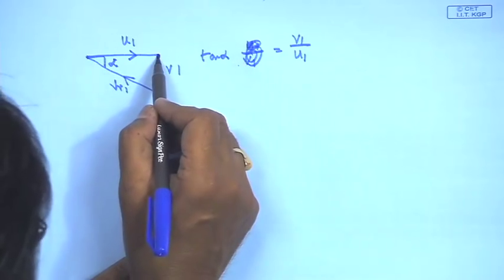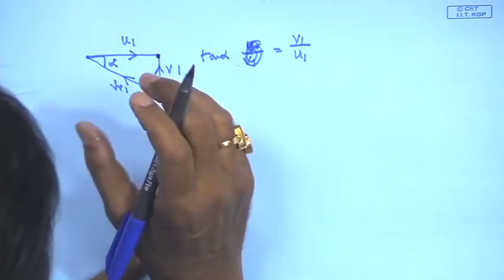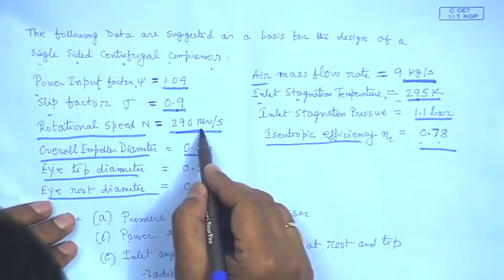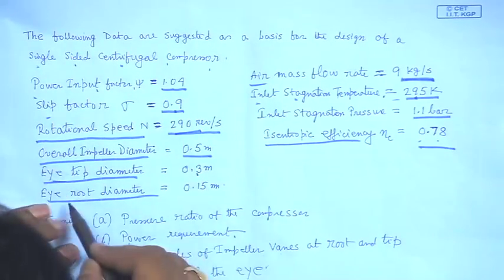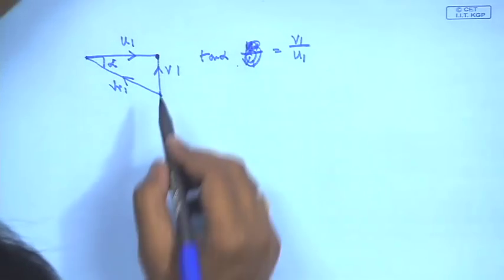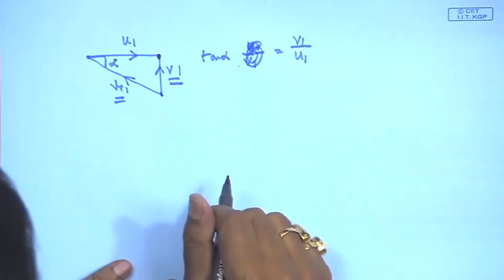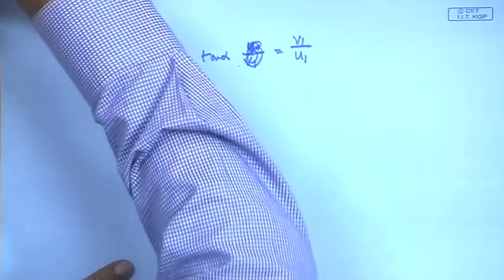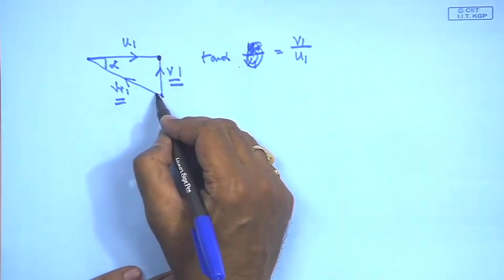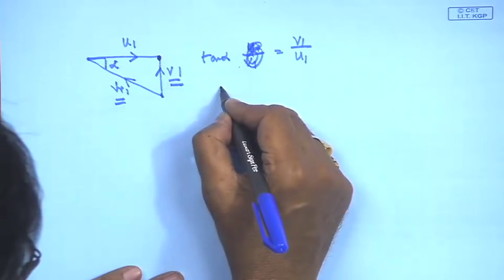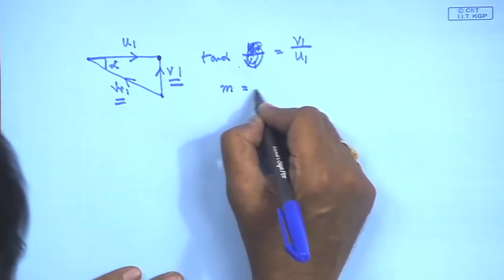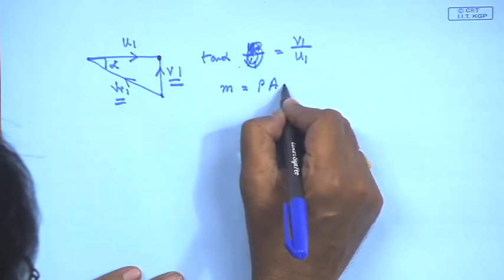Now, at root and tip, U1 will be found out based on the root and tip diameter. I know the rotational speed, the tip diameter and the root diameter, but here I know neither V1 nor VR1. So how can I find out? This type of problem is based on a trial. How to find out V1? V1 is not known. Now, from the mass flow rate basis, mass flow rate is given by rho A F V1.